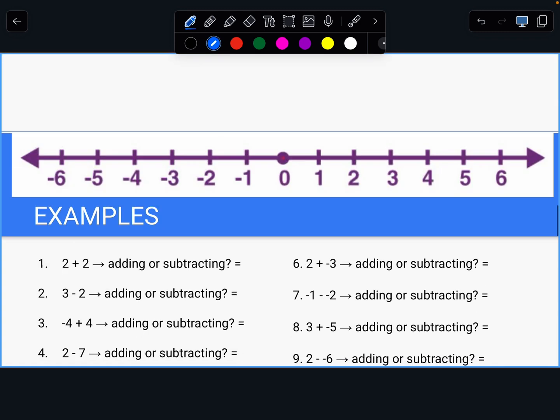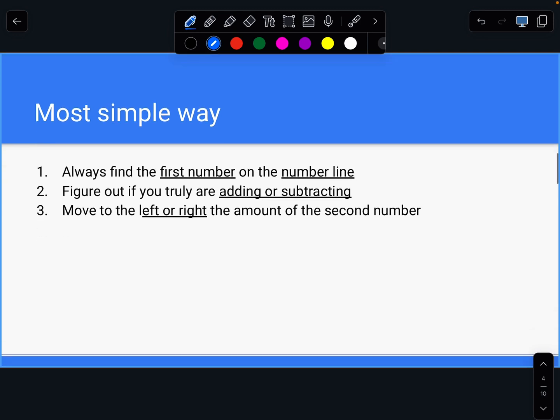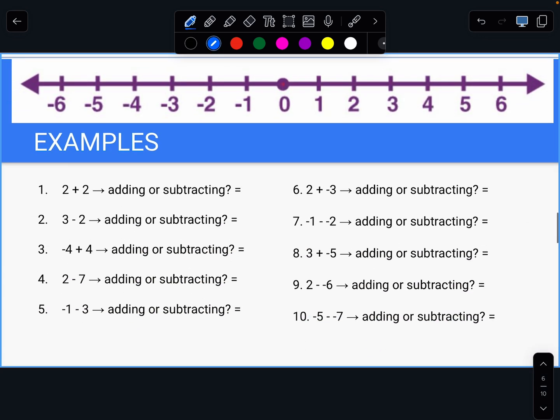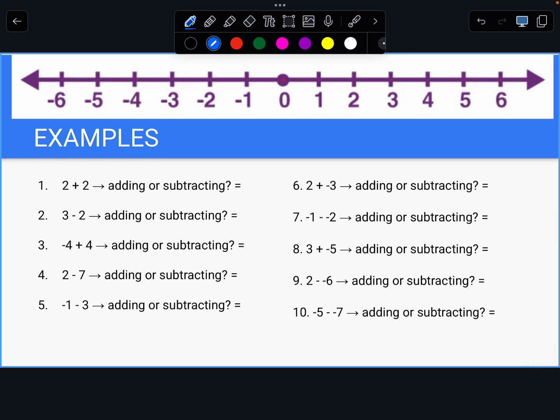So remember, let's go back to our steps. Step number 1, find the first number. Step 2, are we adding, are we subtracting, are we moving left or right? And then step 3, move left or right the amount of the second number, okay? So first example, very easy. Everybody knows what 2 plus 2 is, but I'm gonna make you do it using those 3 steps, okay?